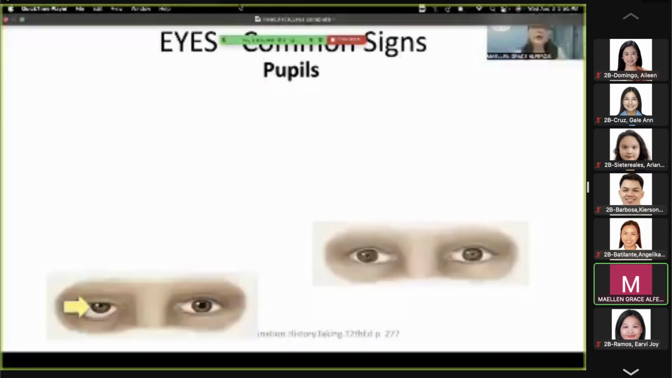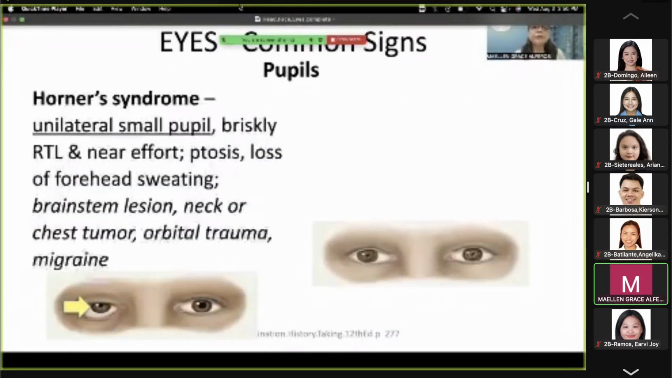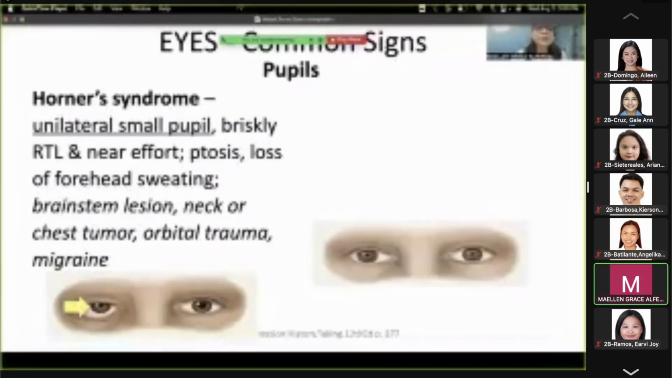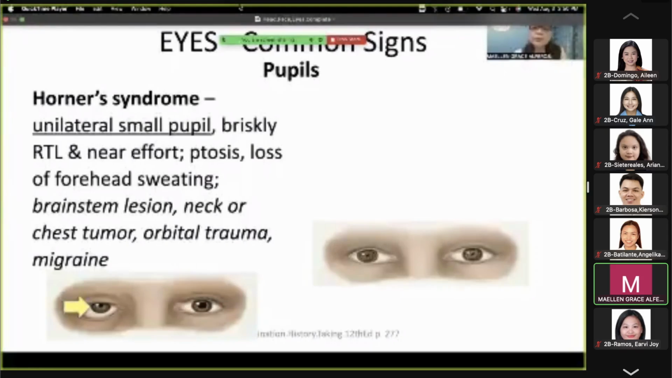Now, for a small or constricted pupil, you can have Horner syndrome, as I mentioned earlier, as a cause of ptosis. But usually Horner syndrome is accompanied by a unilateral small pupil, which is briskly reactive to light and near effort. So aside from ptosis, you can have loss of forehead sweating, and usually it is due to a brainstem lesion, a neck or chest tumor, an orbital trauma, or migraine.